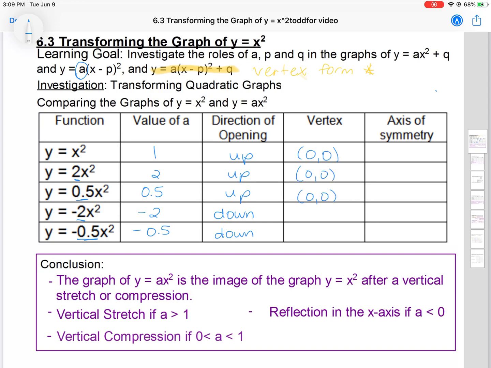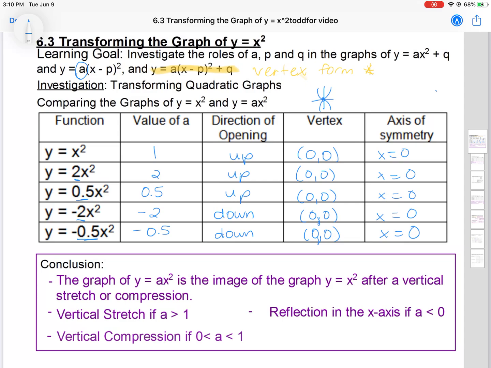So each vertex is 0. Sorry. And so each axis of symmetry is also x equals 0. So these parabolas still all start at the origin, whether they're up or down or skinny or compressed, it doesn't matter. Okay, so the graph of y equals ax squared is the image of the graph of y equals x squared after a vertical stretch or compression.